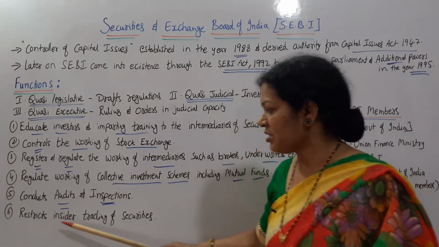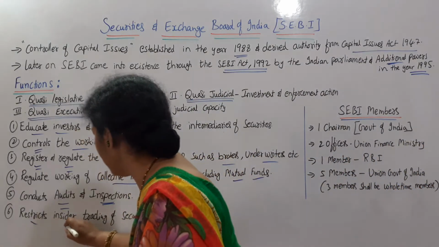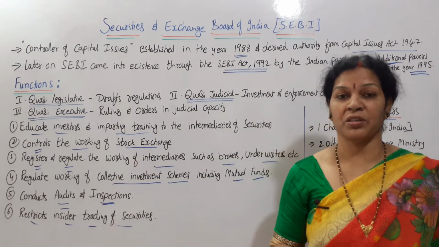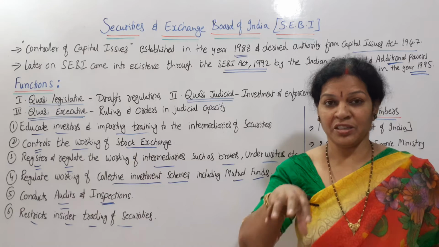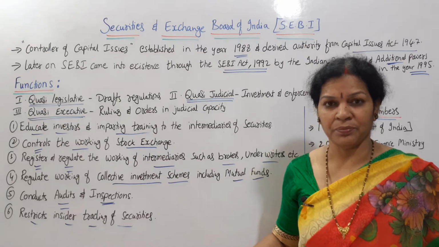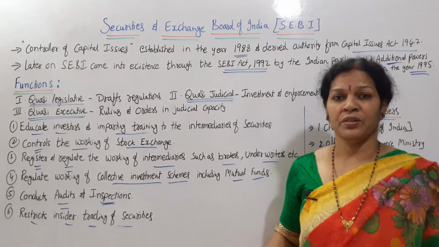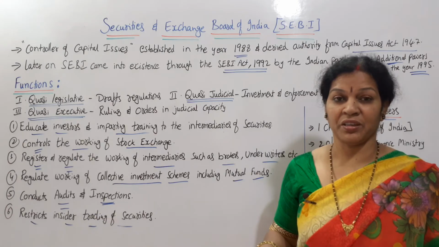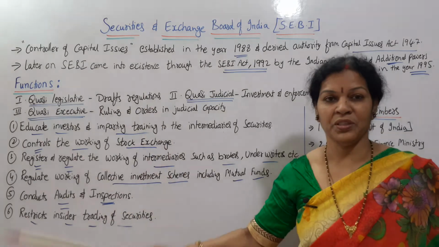And the last one: it restricts insider trading of securities. Insider trading of securities means dealings without the knowledge of the company or the stock exchange. If something is cooked up inside the stock exchange, they restrict that. Everything should go officially; everything should be fair and transparent. This is the main function of every stock exchange. So if any kind of insider activities are there, they are going to stop and restrict them. These are the main functions of SEBI.